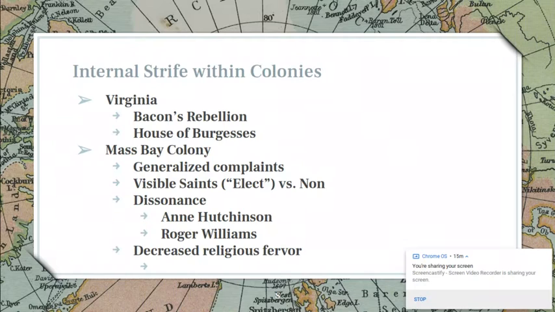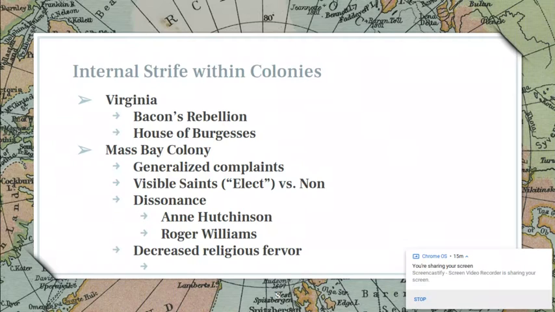So there are some folks that don't really buy into this. And there's two really famous folks who we call dissidents, and that is Anne Hutchinson and Roger Williams. Now, Anne Hutchinson and Roger Williams are both Puritans, both members of the Massachusetts Bay Colony.